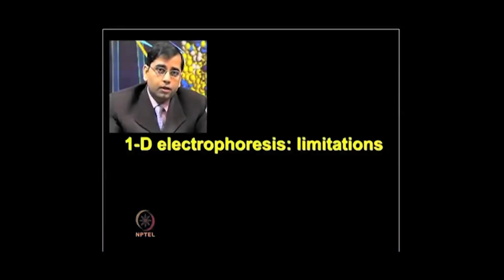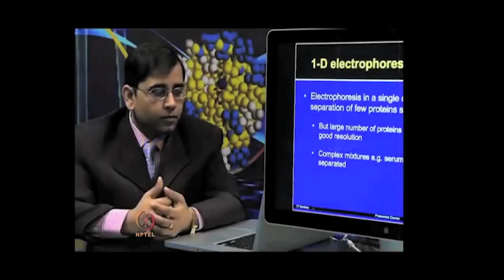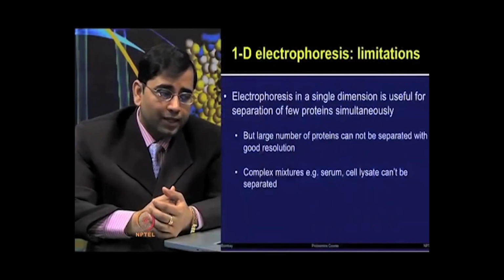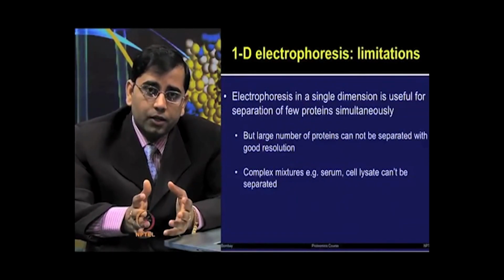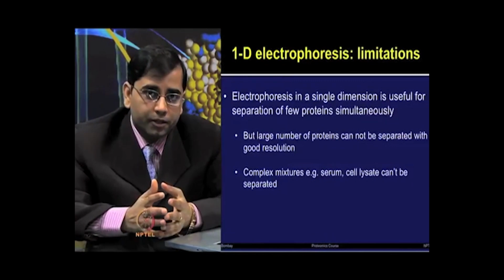However, one-dimensional electrophoresis has different limitations. You cannot separate your complex proteome, the complex protein samples. If you have thousands of proteins and you want to study them, then one-dimensional electrophoresis has limitations. So it is useful to separate a few proteins or a simple protein mixture.